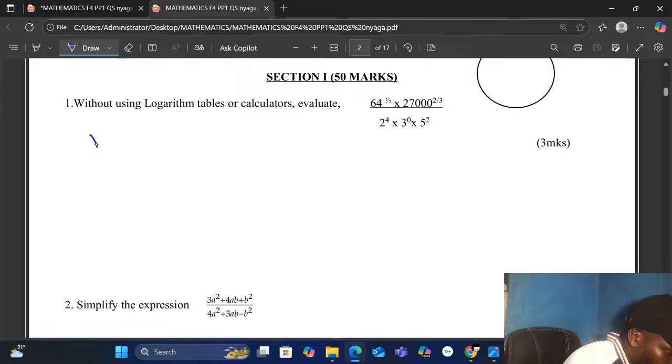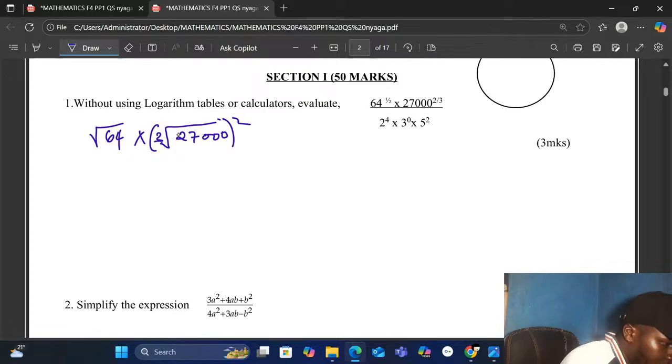Now the square root of 64. Then we multiply by 27,000 power 2 over 3. That means we look for the cube root of 27,000. Then we square. Then we divide by 2 power 4, which is 16. Now 16 times 3 power 0 is 1, times 5 power 2 is 25.